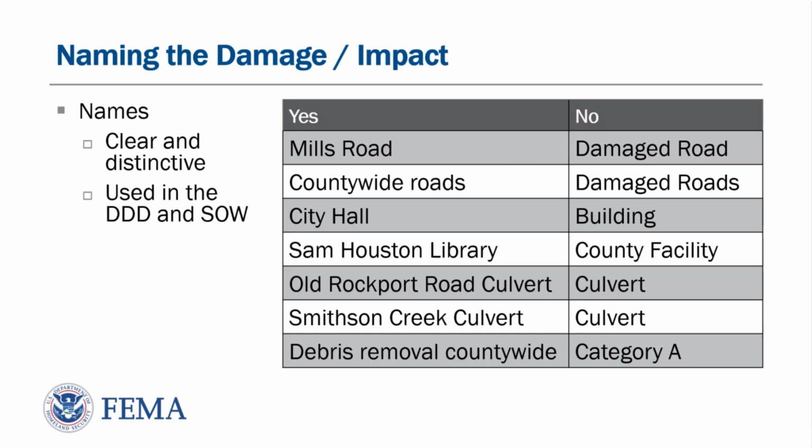When naming the damage, ensure that the name is clear and distinctive. The name of the damage auto-populates in the DDD and scope of work in Grants Portal. So for instance, instead of using a damaged road, name the road, such as Mills Road. Don't use something generic like Category A. Be specific, like debris removal countywide.